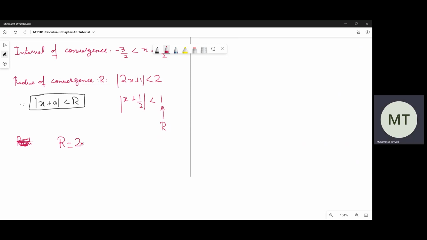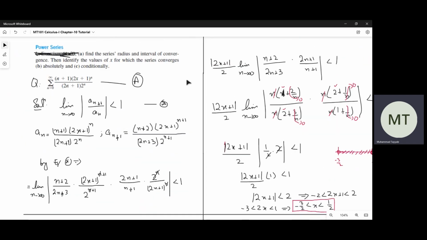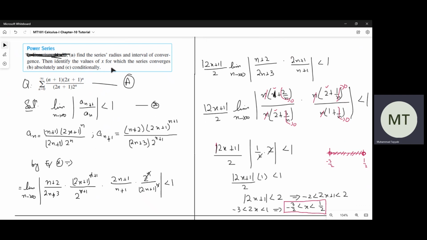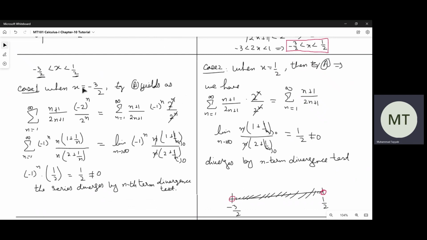Now we have computed the interval of convergence and radius of convergence, and let us look at the last few parts of what we wanted to compute. Then identify the values of x for which the series converges. We have already identified that at the endpoints minus 3 by 2 and plus 1 by 2, the series is divergent. Also we have to check on those endpoints whether the series is absolutely convergent or conditionally convergent. So let's go back to case 1. Whenever we applied that, there are no points where the series is absolutely convergent because if you put the mod, that will give the same value. So there's no point to compute the absolute convergence. And the same goes for the conditional convergence for both cases, case 1 and 2.